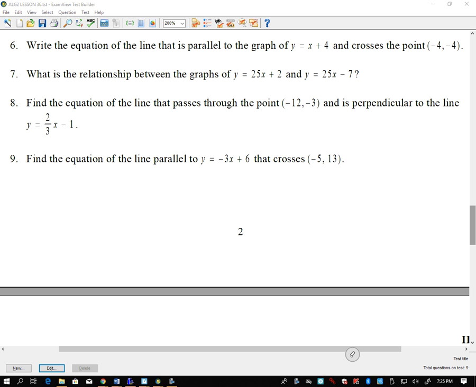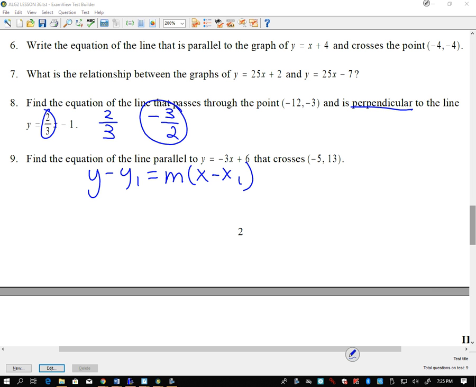Okay, number 8, find the equation of the line that passes through negative 12, negative 3, and is perpendicular to the line y equals 2/3 x minus 1. So 2/3, let's find that opposite reciprocal slope, flip it. Okay, we got the reciprocal and opposite. So we're going to use negative 3/2 for our slope in our equation. Y minus y1 equals m times x minus x1. All right, we're going to use these coordinates for my x and y. Y minus negative 3 equals negative 3/2 times x minus negative 12.